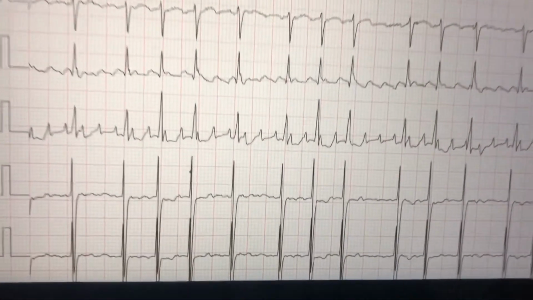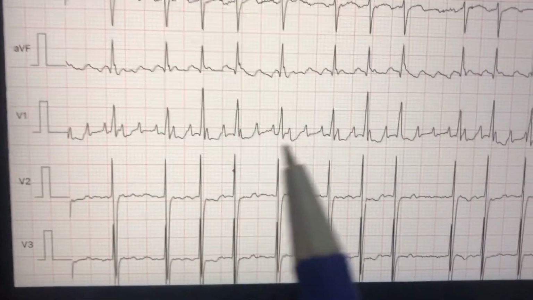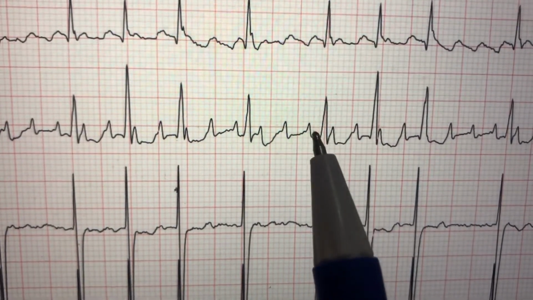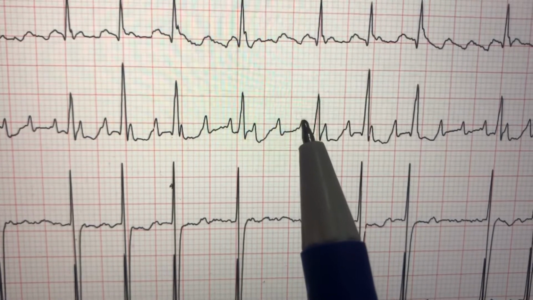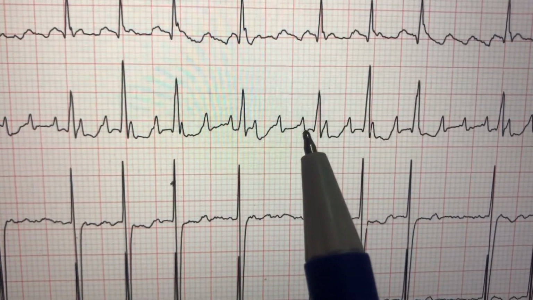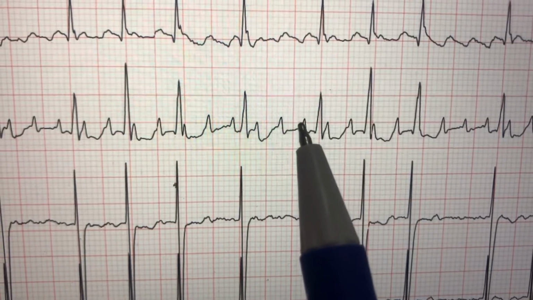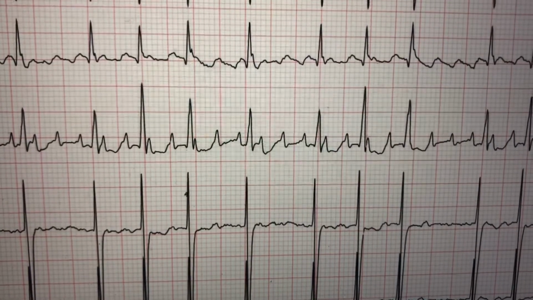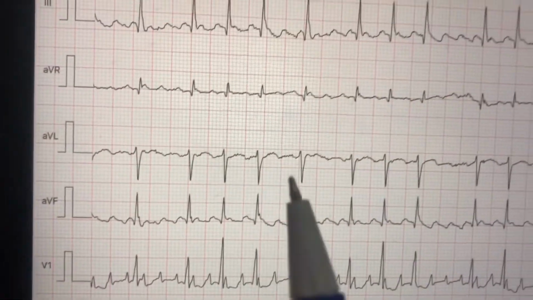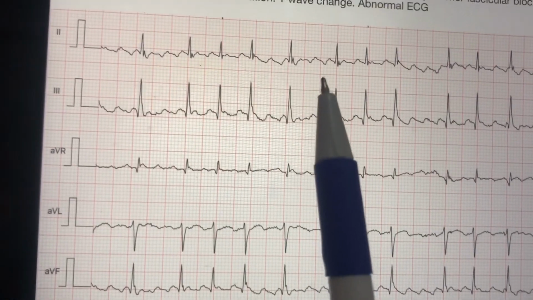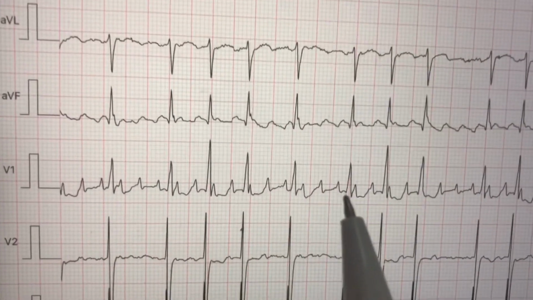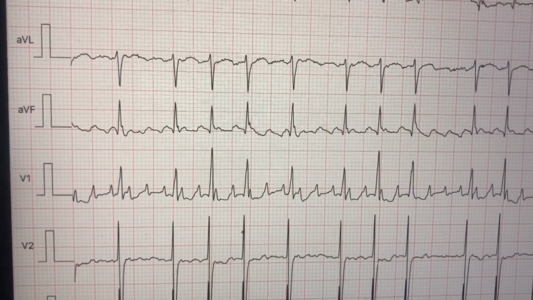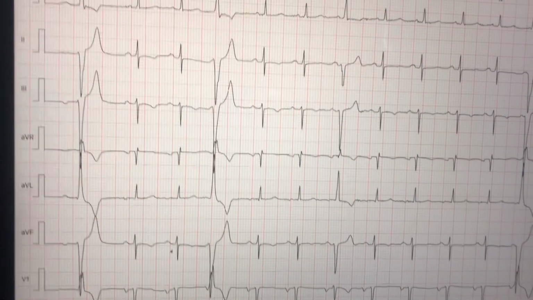But if you come to lead V1, see, this is V1, and this is the QRS complex, and before that you have this P wave. The P wave upward deflection is greater than the downward deflection. This is the downward deflection and this is the upward deflection. So this is right atrial enlargement. P pulmonale cannot be appreciated very well in lead number 2. But in V1 the upward deflection is greater than the downward deflection, and that's how we diagnose right atrial enlargement.